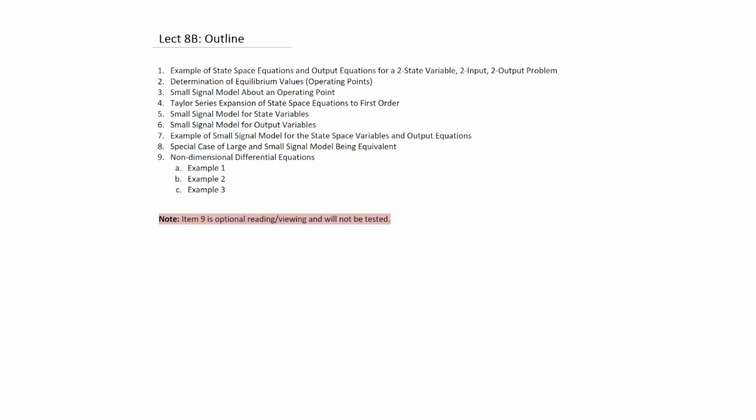I just make a note at the bottom that item 9 is optional reading and viewing, and it will not be tested. So you can just as well skip it, but I'll go through it because in future years you might find it very useful to know how we actually non-dimensionalize differential equations, and there are good reasons for doing so. More or less, it's a numerical issue.